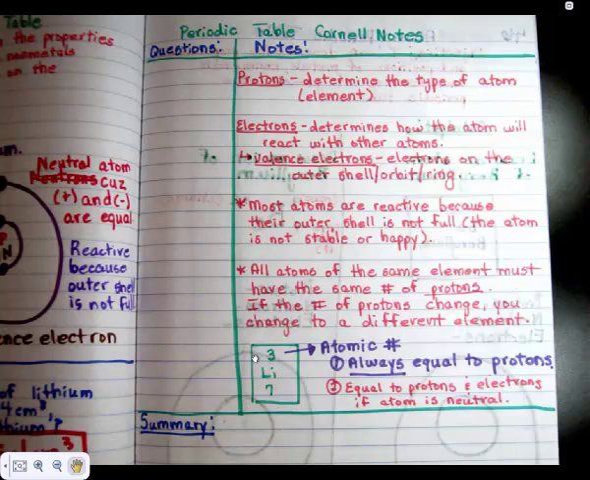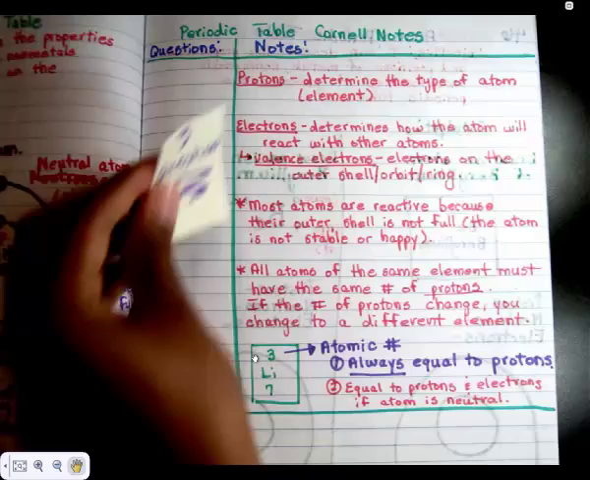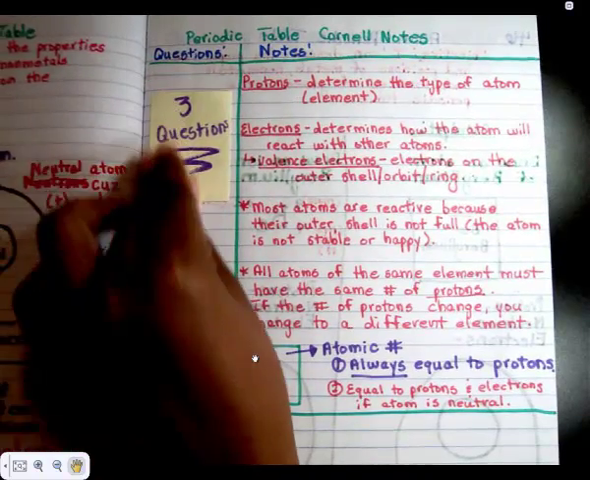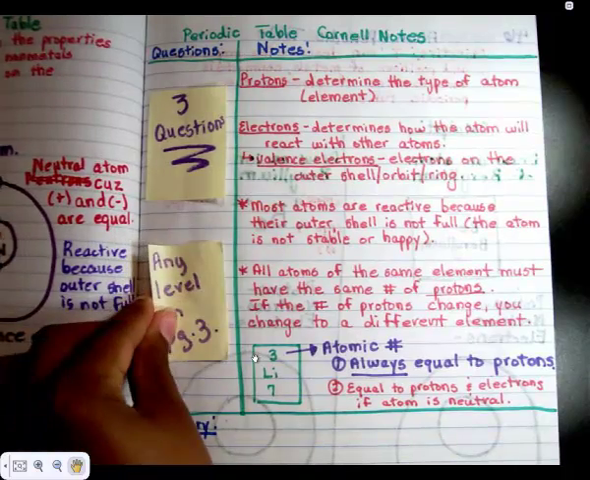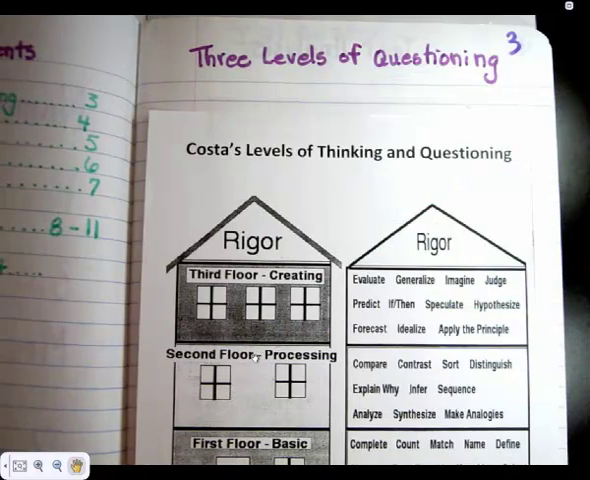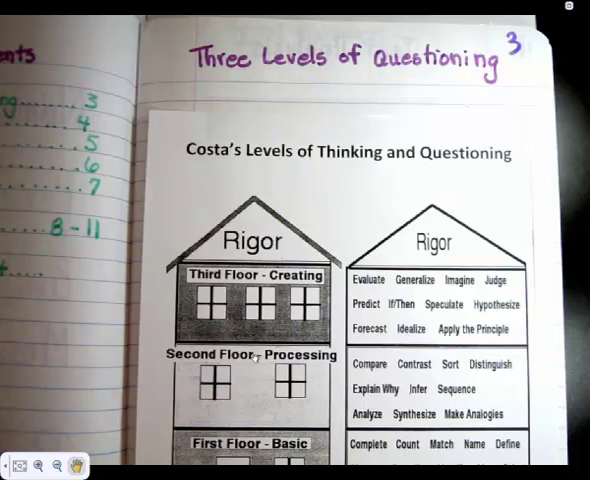It is now time for us to work on our questions. You are going to create 3 questions, and they can come from any level on page 3. So if you turn to page 3, you have your 3 levels of questioning.